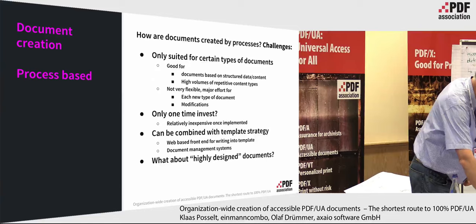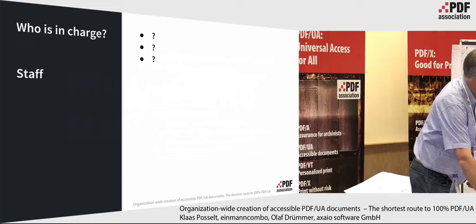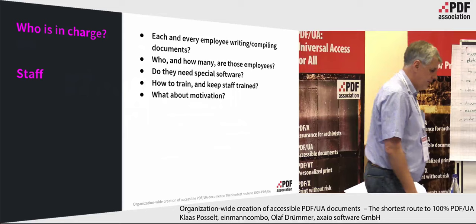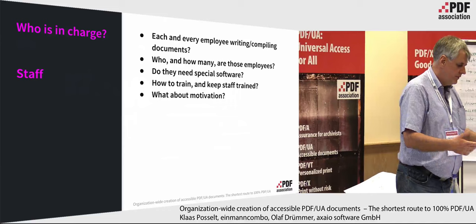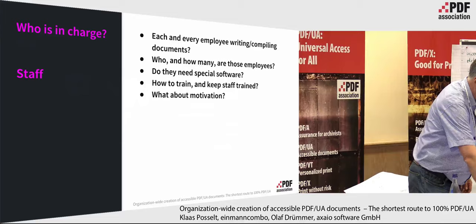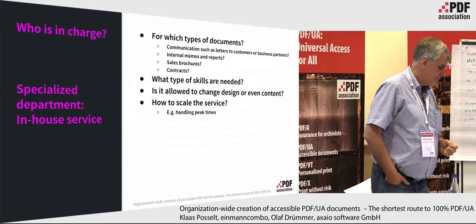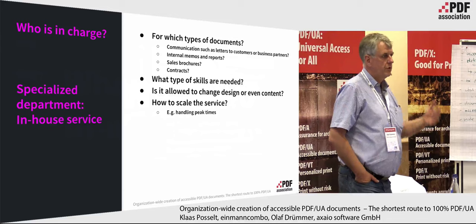I'll go through these remaining slides even faster because I want to get towards the closing part of this workshop. And we have discussed it to a high degree already. So if everybody is in charge of making documents accessible, you have to think about knowledge and training and so on, rollout of software, whatever. In-house service, we'll have to define procedures, who is going to use in-house services, when and for what. You have to face a situation that may not scale well. In some phases of the year, you will have more documents to make accessible, and other times it's much fewer.